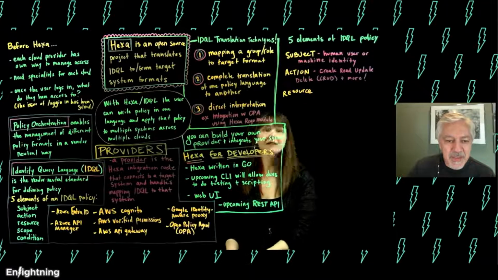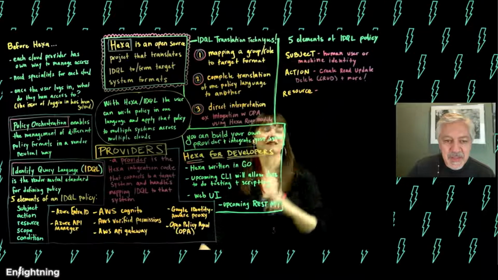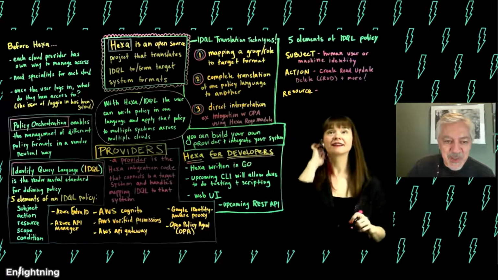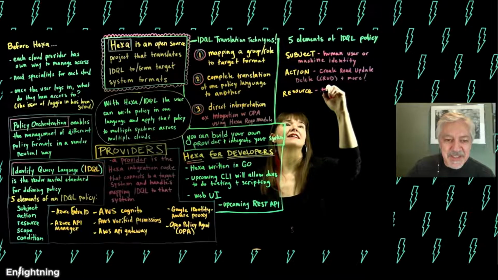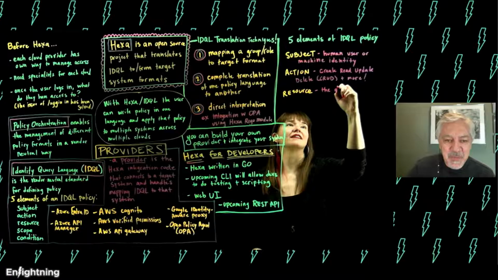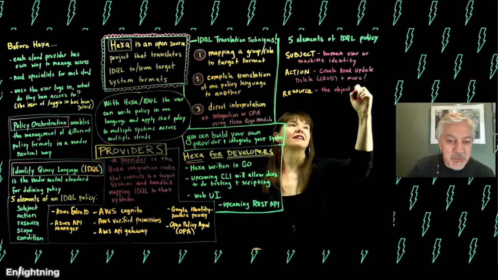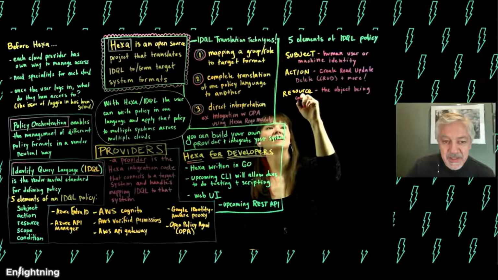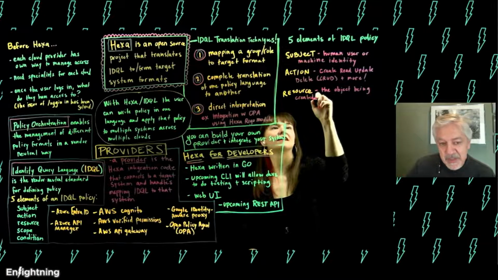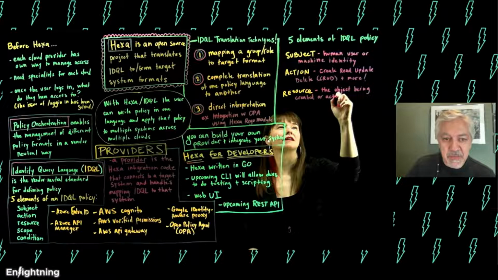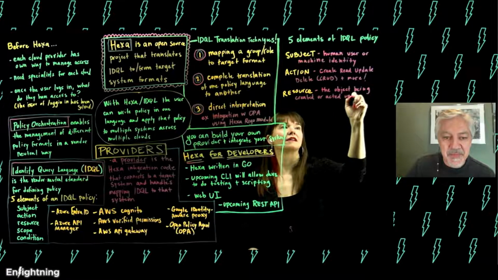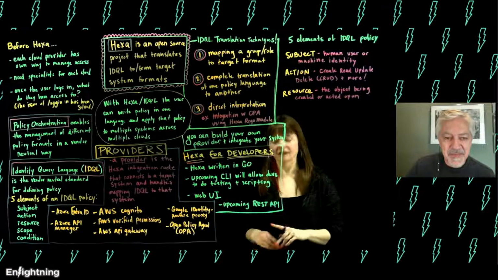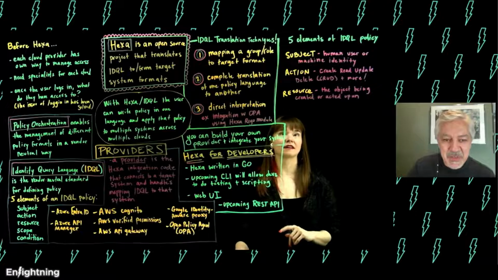Okay. And then the resource, this is the thing or the object that you're trying to act on. And again, this could be almost anything. It can be as generic as a website or as specific as a Kubernetes configuration parameter. And everything. Love it.